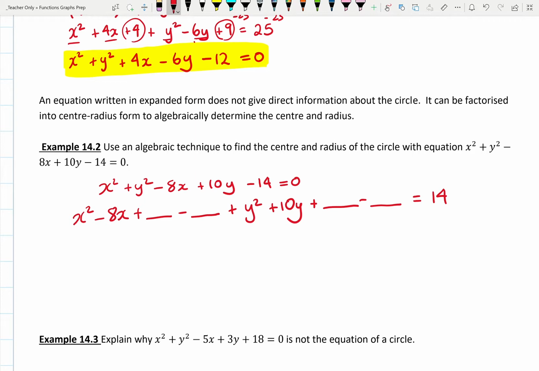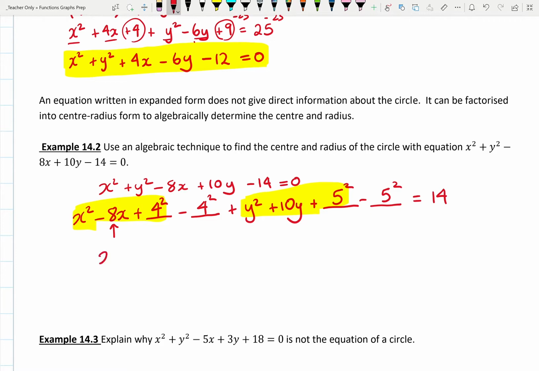Now, what's the somethings that we add in and take out? Well, we halve the x term and square it. So 8 halved is 4, squared. We add that in, we take it straight out. With this one here, 10 halved is 5, squared. We add it in, we take it out. From there, we can factorize this part and this part using perfect squares factorization.